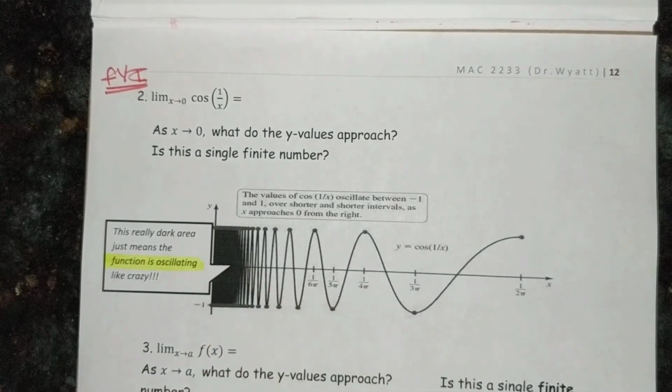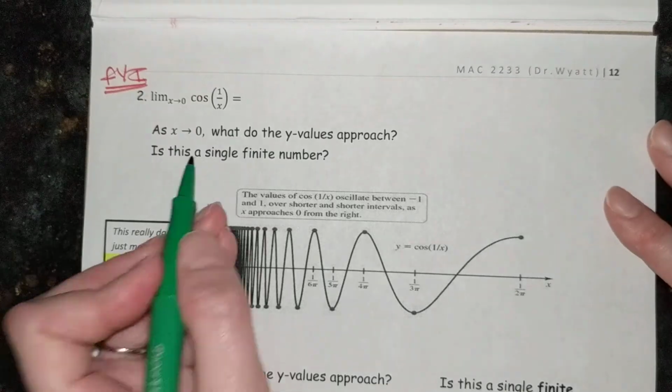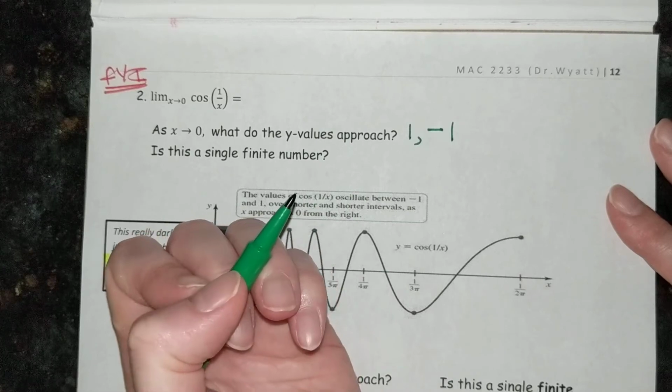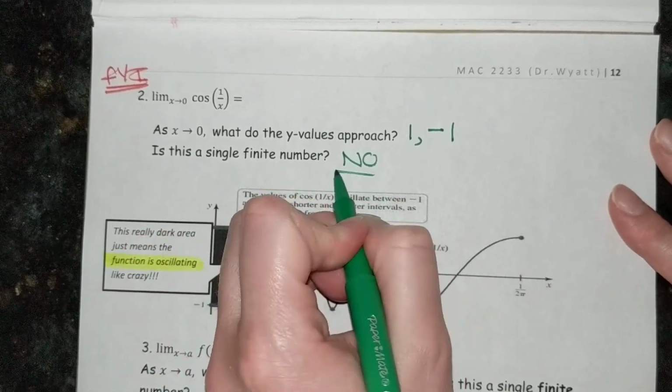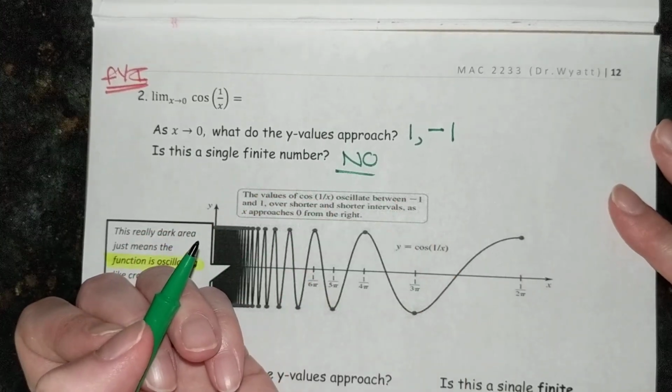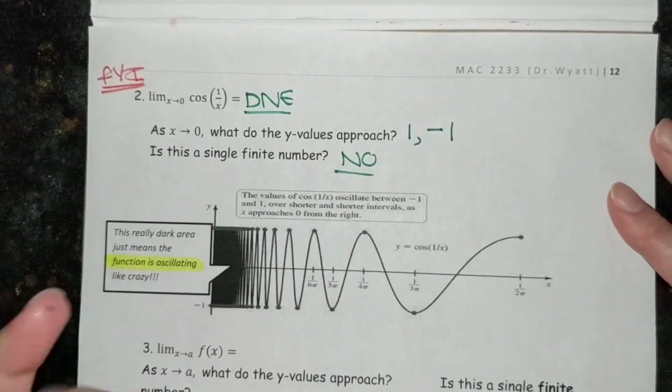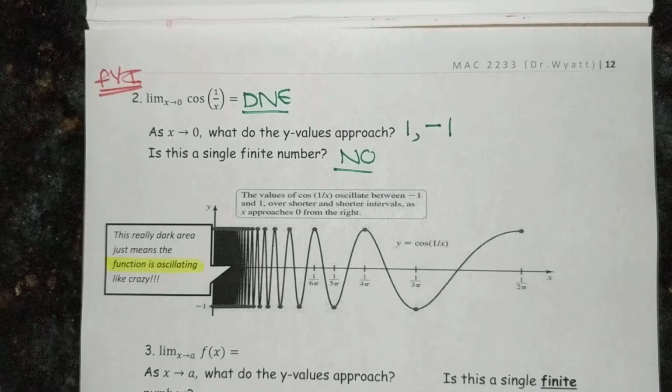And so all you could really say for this is that, okay, as x goes to 0, the y values are approaching 1 and -1, and that's not a single finite value. So that means that this limit does not exist. So again, what would happen here is you would just say DNE because of that oscillation.